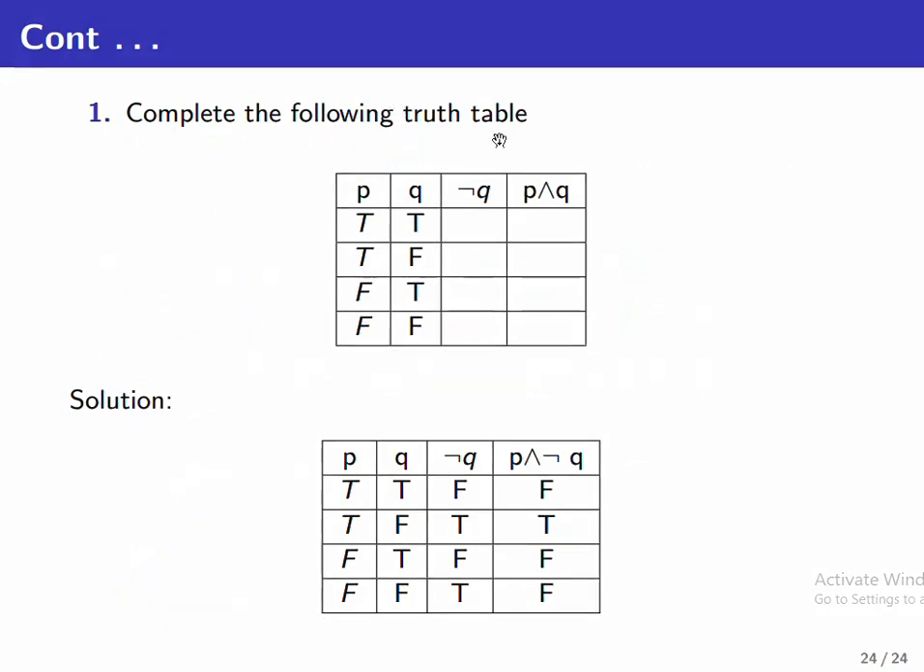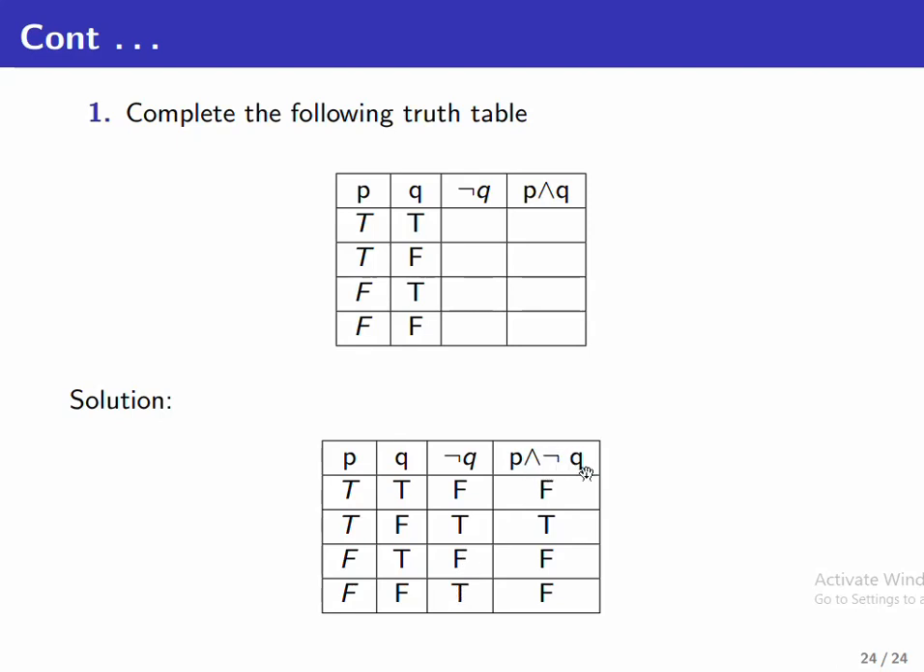Now complete the following truth table. Here we have given propositions P and Q, with P having truth values true, true, false, false and Q having true, false, true, false. So we need to find negation Q and P and negation Q. Therefore negation Q becomes: if Q is true, negation Q is false by the definition of negation. So negation Q becomes false, true, false, true.